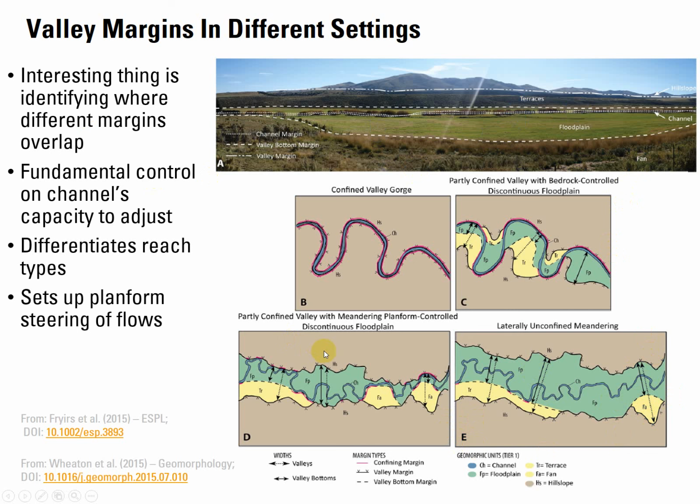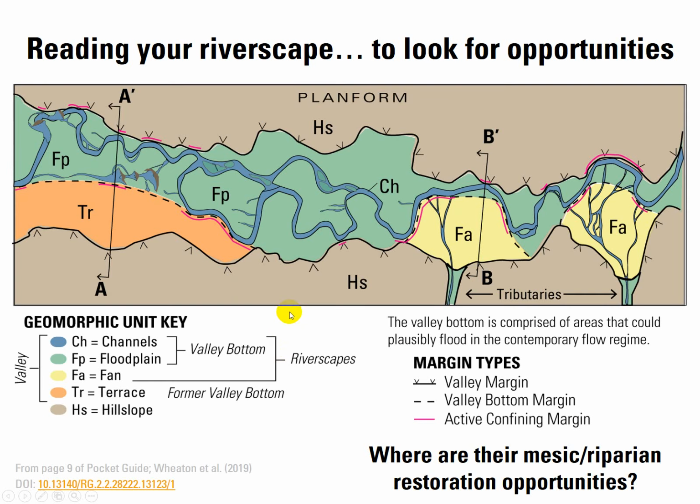Okay, so these help us differentiate reach types, and they also set up the planform steering of flow within these different valley settings. So this is a figure from page 9 of your pocket guide, and we use this when we're out in the field to just kind of give us a little reminder of what are those geomorphic units, what are those building blocks, what are those margin types, okay? And so we're doing this because we're interested in where are there restoration opportunities. So if we look at this one, flow is from left to right. This is a hypothetical riverscape, okay?